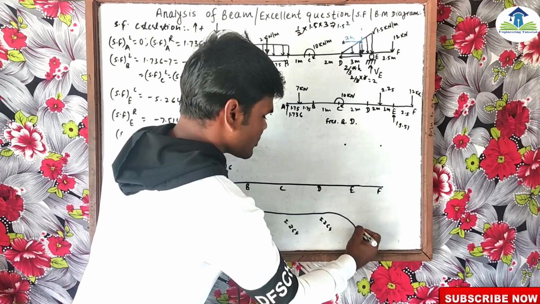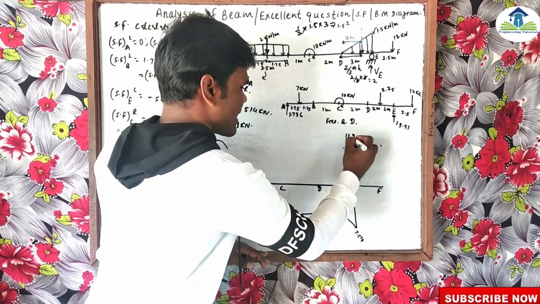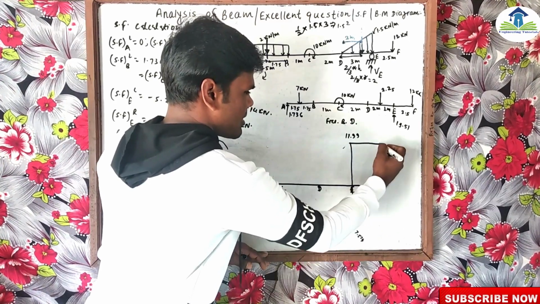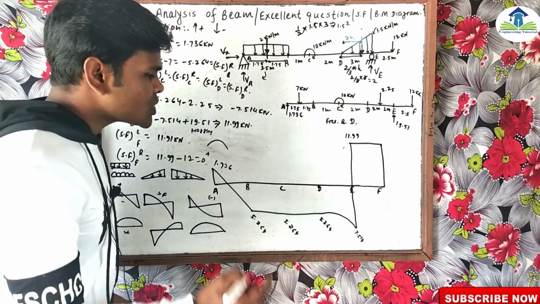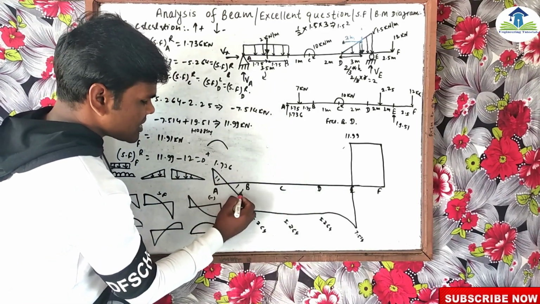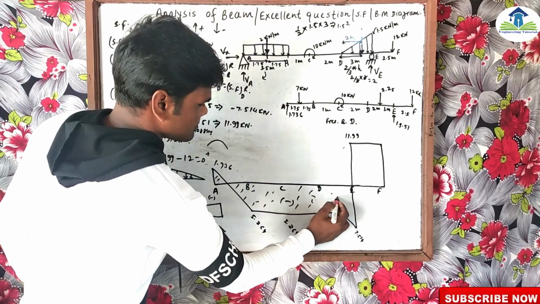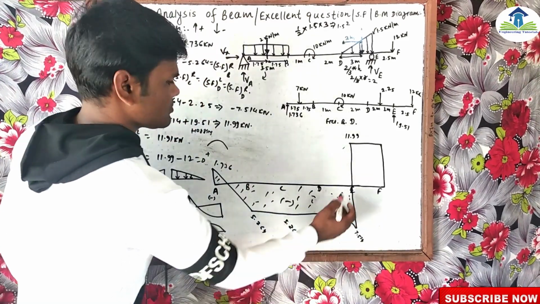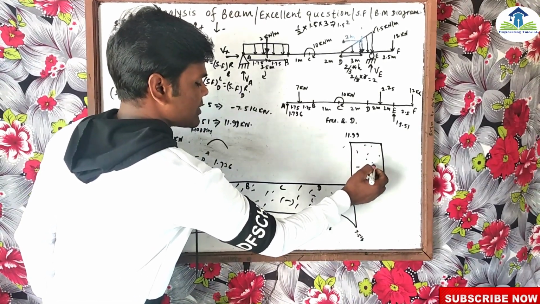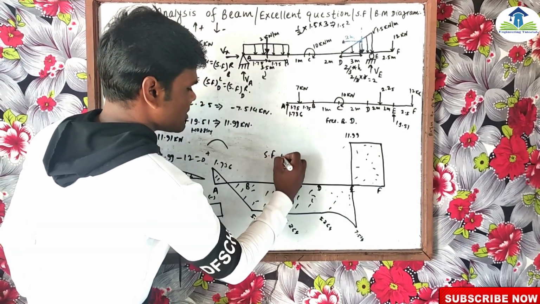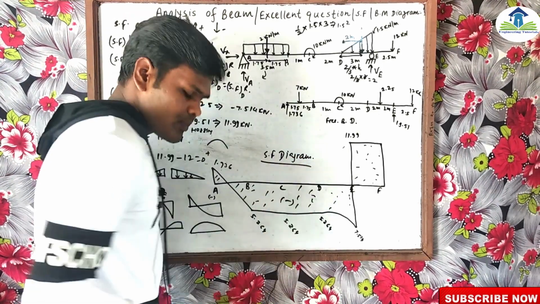Now it is going to suddenly increase to 11.99, and this is equal to point F, and after point F on the right side this is going to be 0. So this is our shear force diagram. This is negative, this is positive. So this is our total shear force diagram. I hope you are understanding.